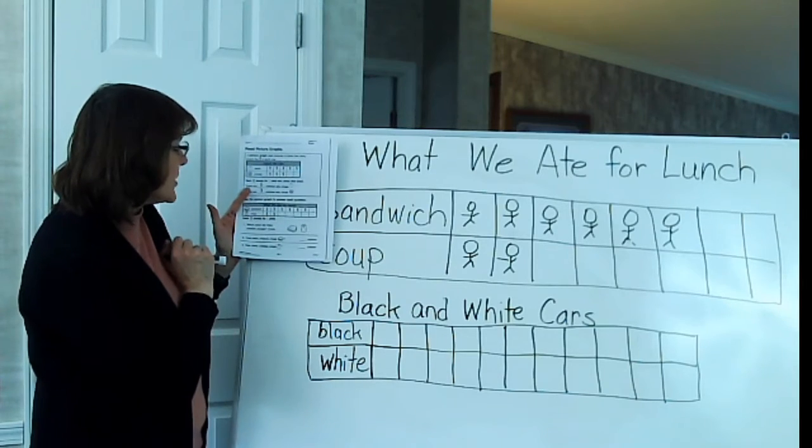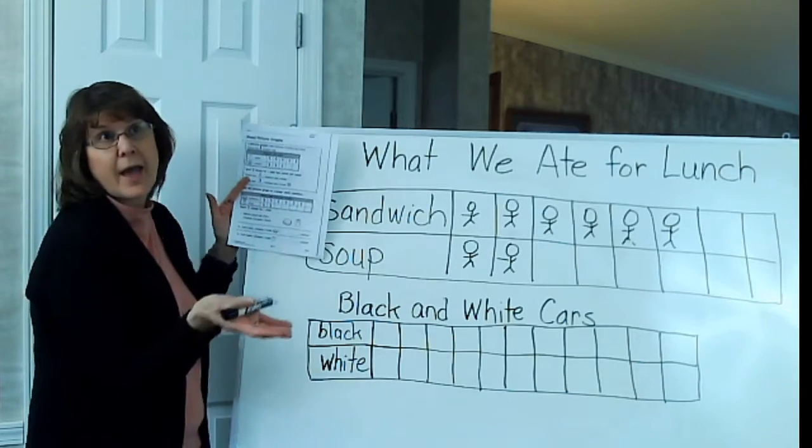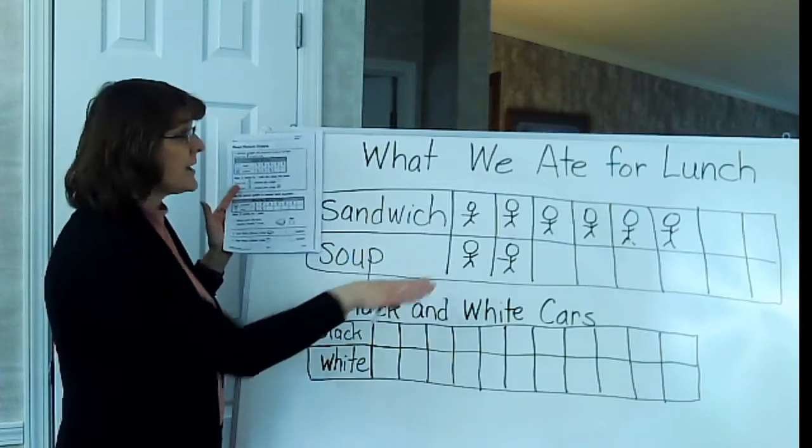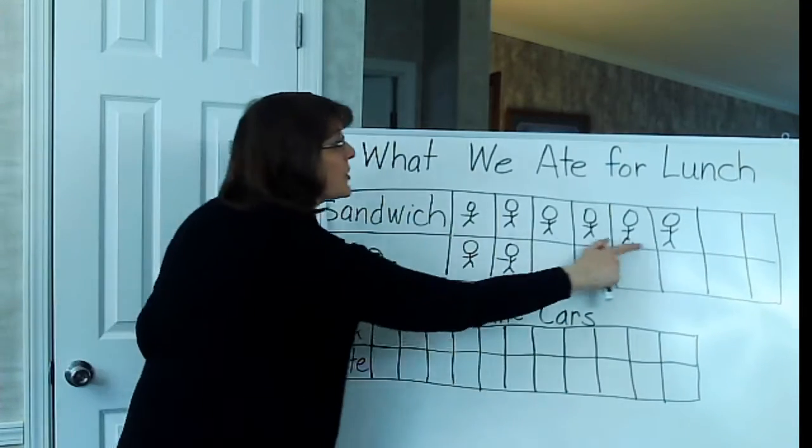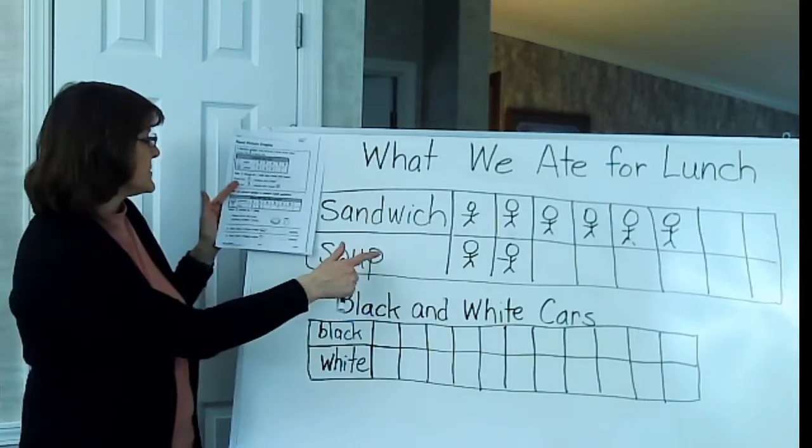Number 1 says, which lunch did more children choose? Well, we look at which line is longer. And as you can see, we would pick sandwich. The sandwich line was longer. There were more kids that chose sandwich than soup.